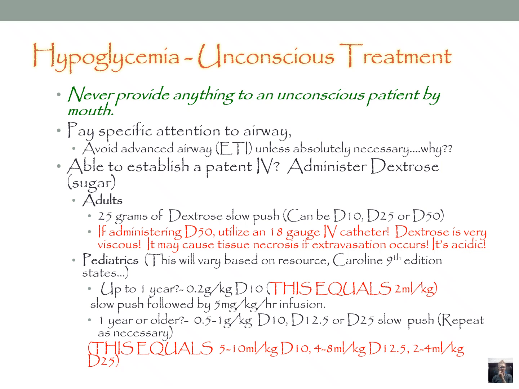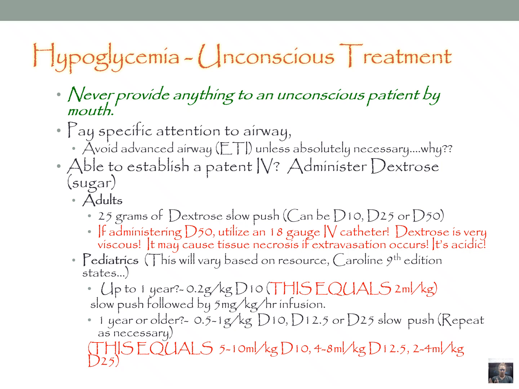For pediatric patients, it's weight-based, right? Most pediatric doses are weight-based. So for patients up to 1 year, we're only going to use D10, okay? Remember, the higher the percentage of dextrose goes, the more viscous it becomes. So our little guys and gals, we want to give the D10 because it is the least viscous. And the dose for up to 1 year old is 0.2 grams per kilogram of the D10 solution. And if you wanted that in milliliters per kilogram, it equals 2 milliliters per kilogram.